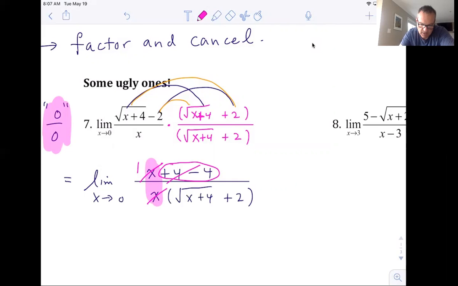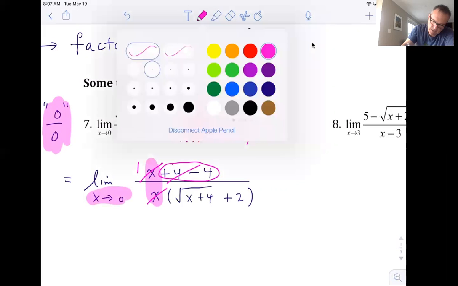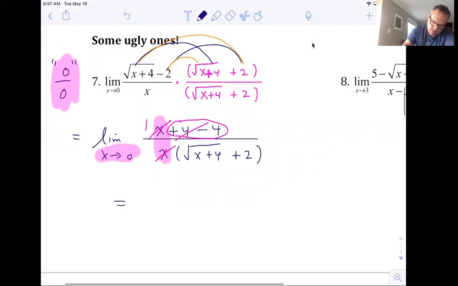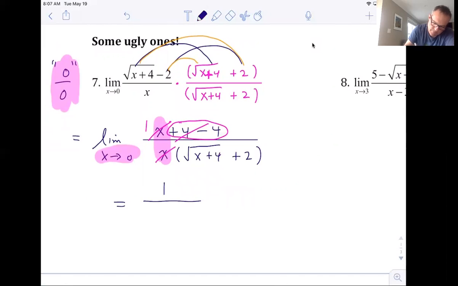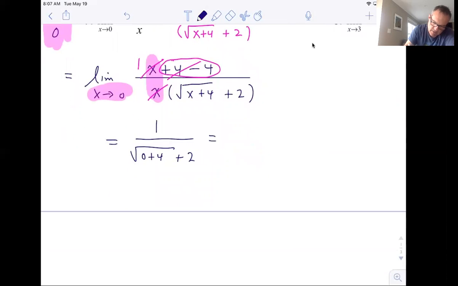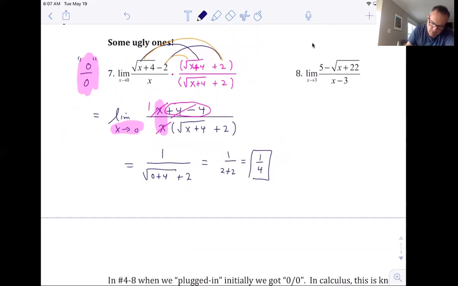Once you do that, you can evaluate your limit, right? You can let x become 0. So let's do that and see what our limit is. If x becomes 0, the only thing left up top is 1, and I get square root of 0 plus 4 plus 2 in the denominator. So what is that? That's 1 over the square root of 4, which is 2. 2 plus 2 would be 4. So I get 1/4. And again, on the graph, I would have had a hole at (0, 1/4), for what it's worth.